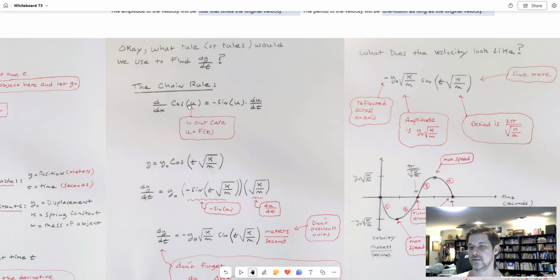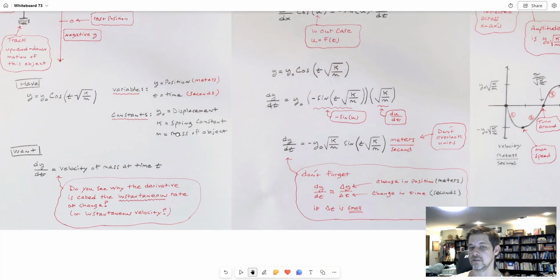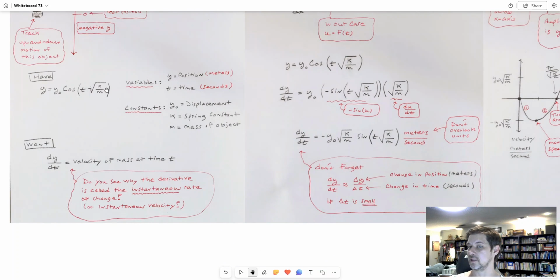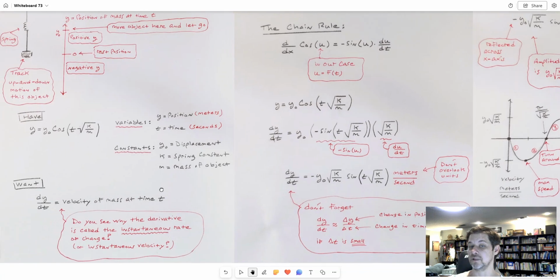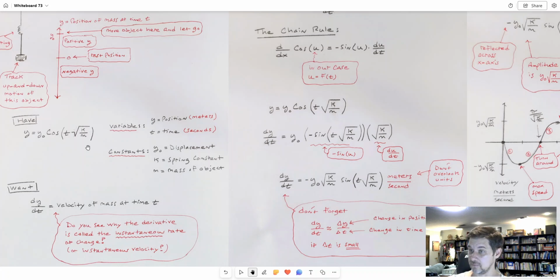All right. The variable in that function is what? Is it k? Is it m? Is it x? No, it's t. Okay. So we'll do the derivative with respect to t, d over dt of cosine u is negative sine u times du over dt. Okay. All right. That's the rule that would be applicable to find the derivative of this function.